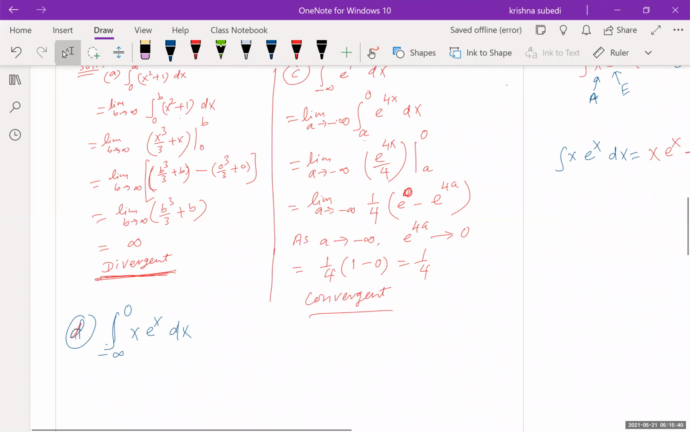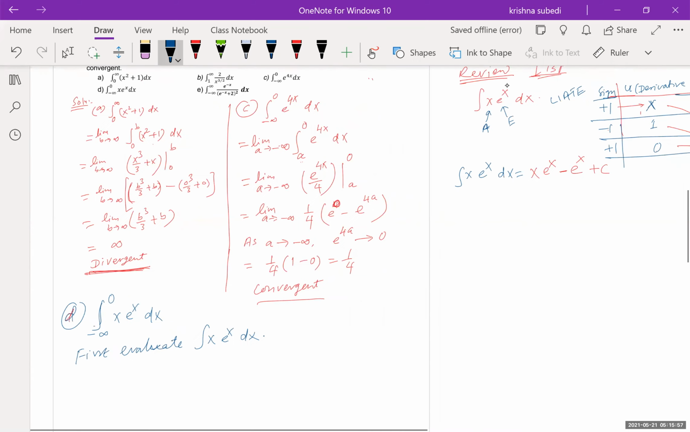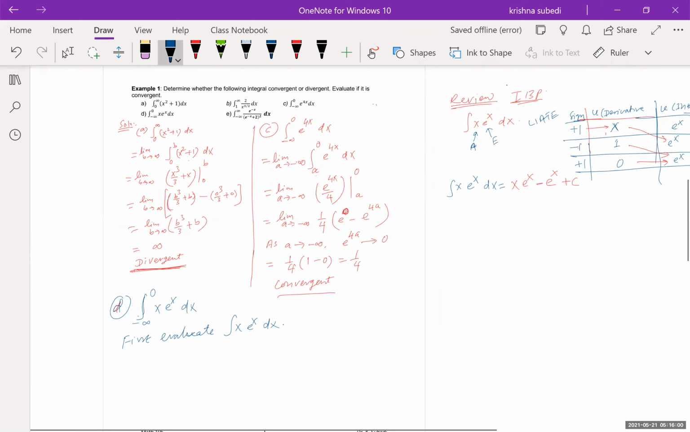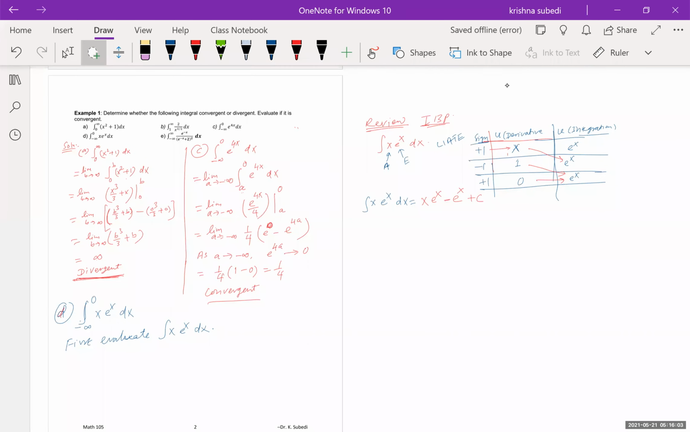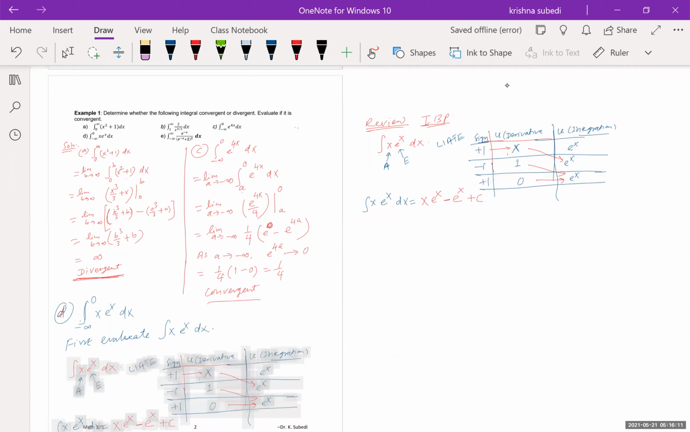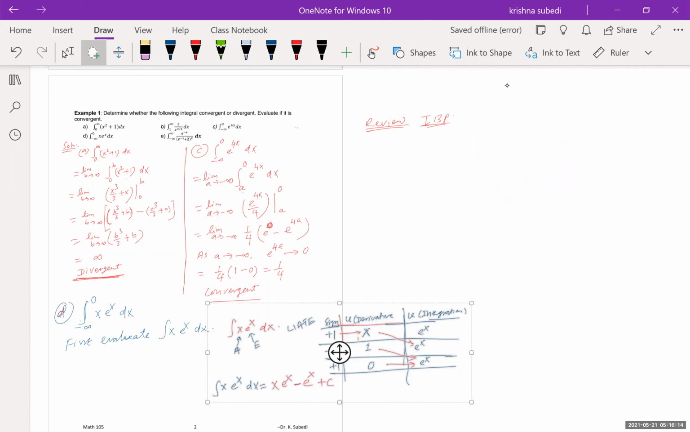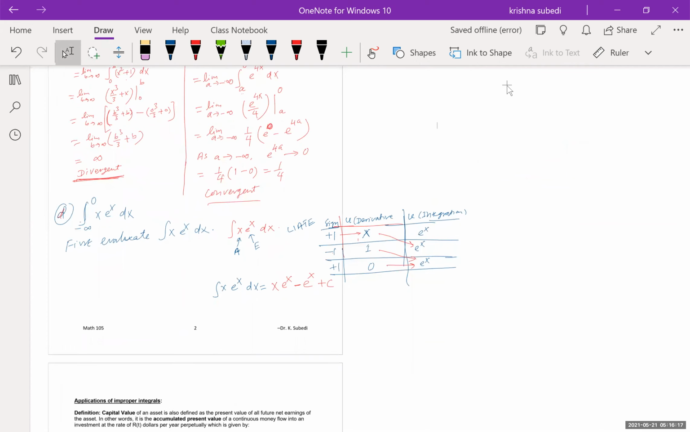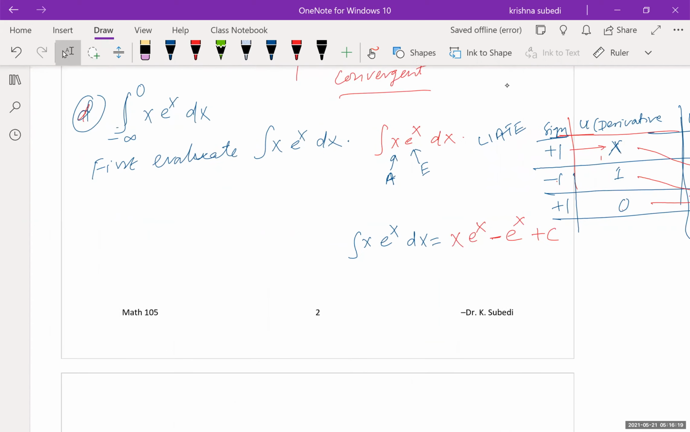Now, in this case, first you evaluate the integral, okay? First, evaluate x e to the x dx. So we already evaluated it here. Let me just copy and paste if I can do that. Okay, this guy will come there. All right, so we already evaluated this part.